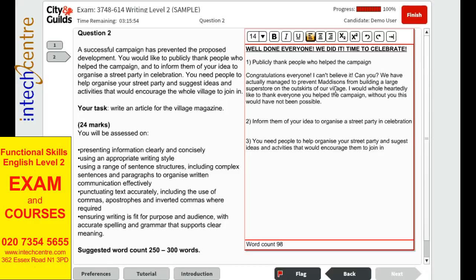So here we are. As you can see in the first paragraph, I've written a few sentences about publicly thanking people who helped the campaign. So I've written here, congratulations everyone, with the exclamation mark. I can't believe it. So instead of using cannot, I've abbreviated it to can't.